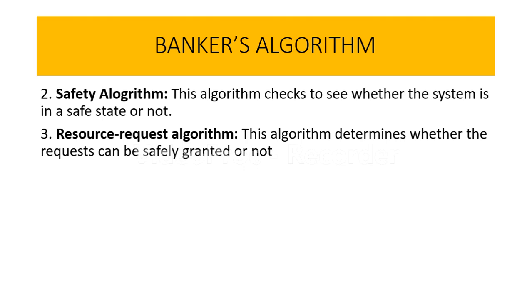Okay, fine. The third algorithm we are going to see is the resource request algorithm. Basically, it determines whether the request for the resources can be safely granted or not. So these are the things we are going to keep in mind whenever we talk about the banker's algorithm. Is that clear? Okay, fine. Let us understand this more precisely with the help of an example.